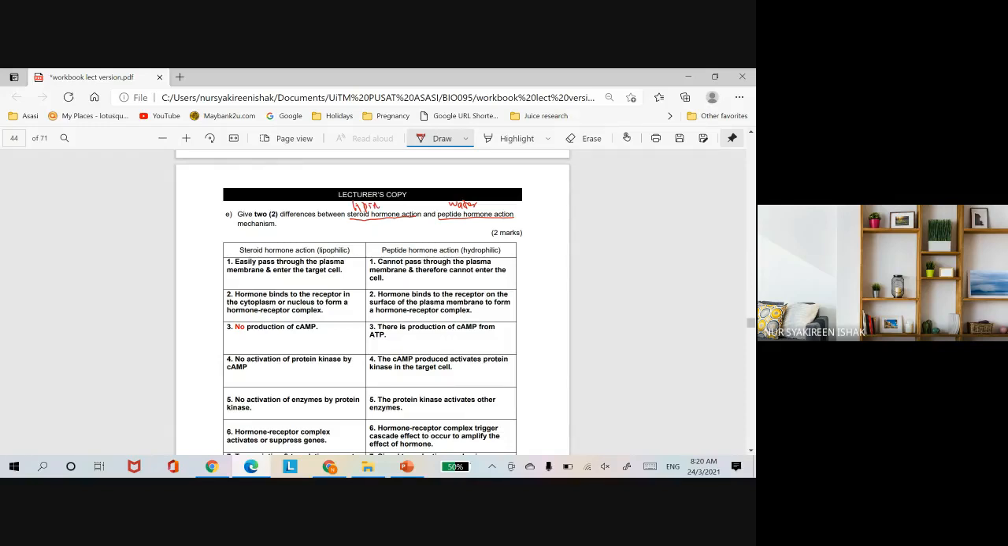So why is it called a water soluble hormone? Because it can be carried in your blood plasma. Your blood plasma consists of 90% water. Your blood plasma alone. Your blood composition consists of what?